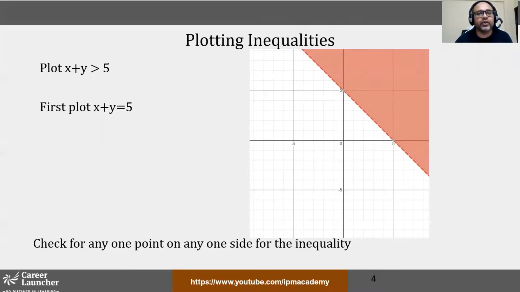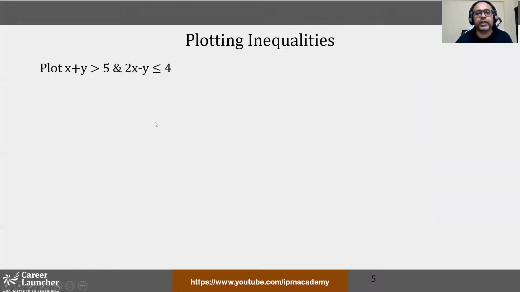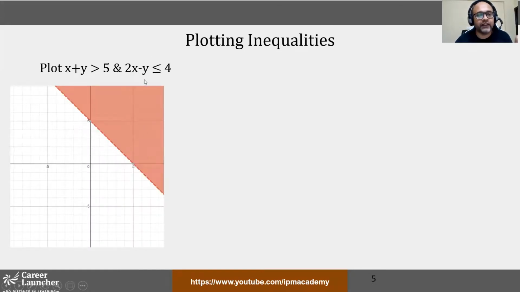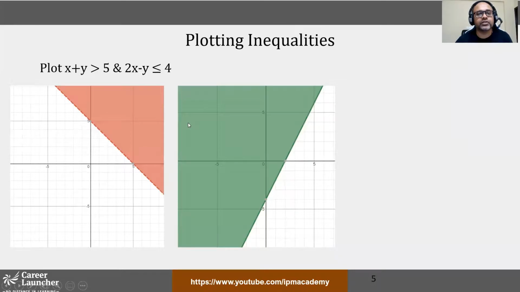Let's take another example. Now we will look at a combination of two lines and how to plot this. Here, plot the first one, which is x plus y is greater than 5, which we already saw. Plot the second line also: 2x minus y less than or equal to 4. To plot this, once again, you first write 2x minus y equal to 4. Find your x-intercept and y-intercept. If x equal to 0, y is minus 4, so 0, minus 4 is 1 point. When y equal to 0, x is 2, so 2, 0 is 1 more point. As you can see, 2 comma 0 and 0 comma minus 4, and the line is drawn.